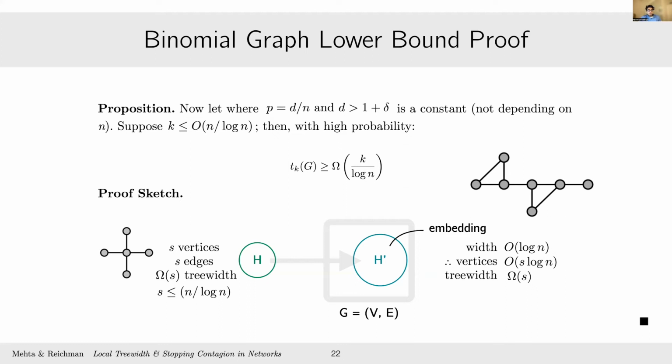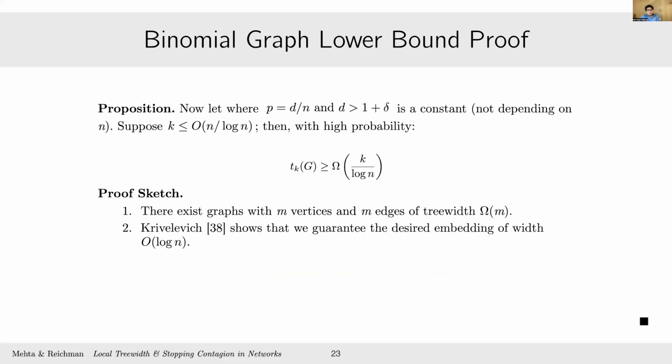So now we have some subgraph of G whose size is, let's call it K, big O of S log N, and it has tree width K over log N. All that's required to complete this proof is to show, one, we can find such graphs H, and two, for these particular graphs, there always exists some embedding into G(n,p) with width log N. The first component we get by looking at random regular graphs, and the second follows from a result of Krivelevich. And this basically completes the proof.